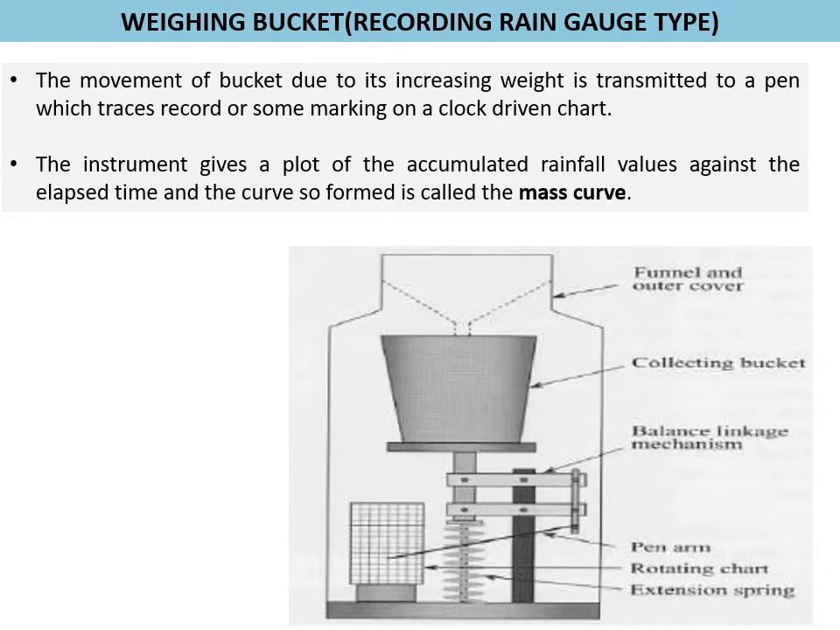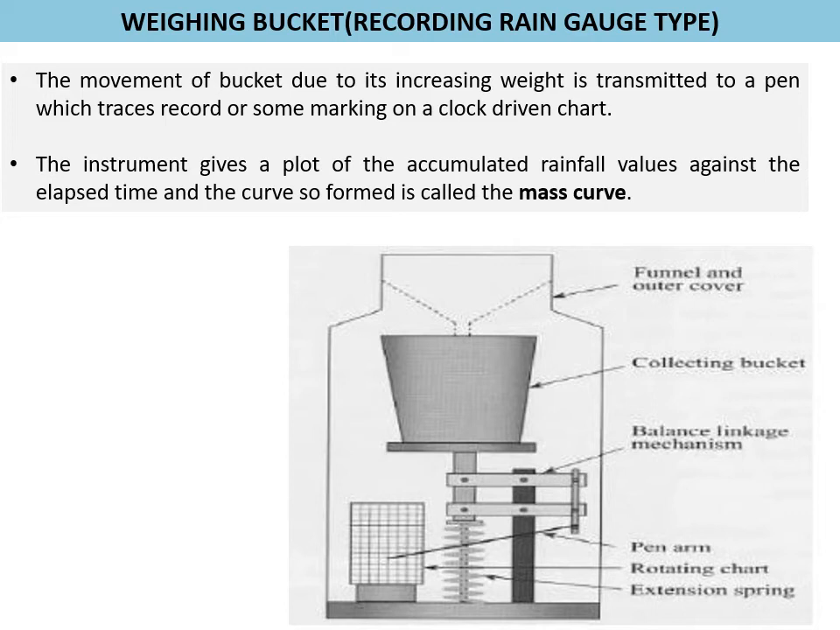Then we have the weighing bucket type. You can see here there is a bucket. This receiver bucket is supported either by a spring or some weighing mechanism. The movement of the bucket due to its increasing weight, which happens due to the rainfall that it collected, is transmitted to a pen which then traces the record and makes a marking on the clock driven chart.